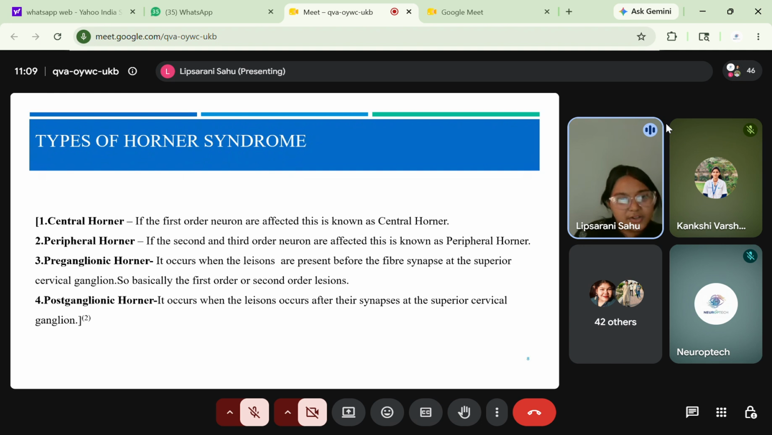The central Horner is the first order neuron type. If the first order neurons are affected, it is known as central Horner. If the second and third order neurons are affected, it is known as peripheral Horner. Preganglionic Horner occurs when the lesion is present before the fibers synapse at the superior cervical ganglion, so basically a first or second order lesion. Postganglionic Horner occurs when the lesion is after the synapse at the superior cervical ganglion.